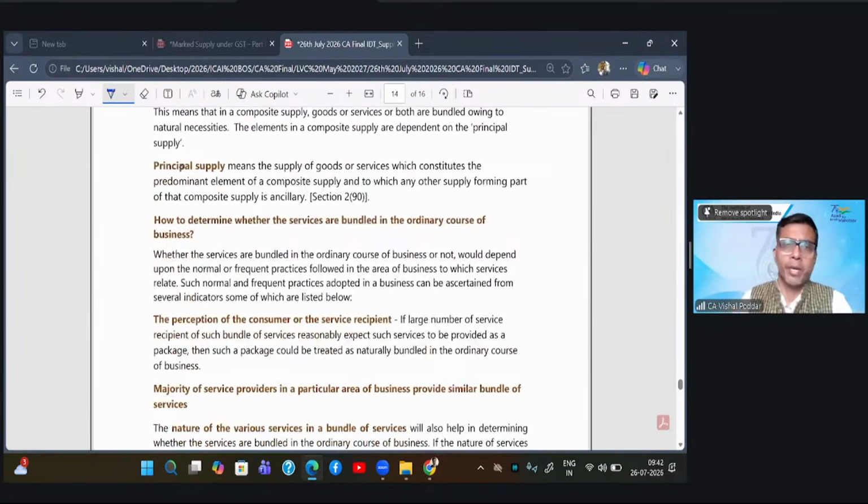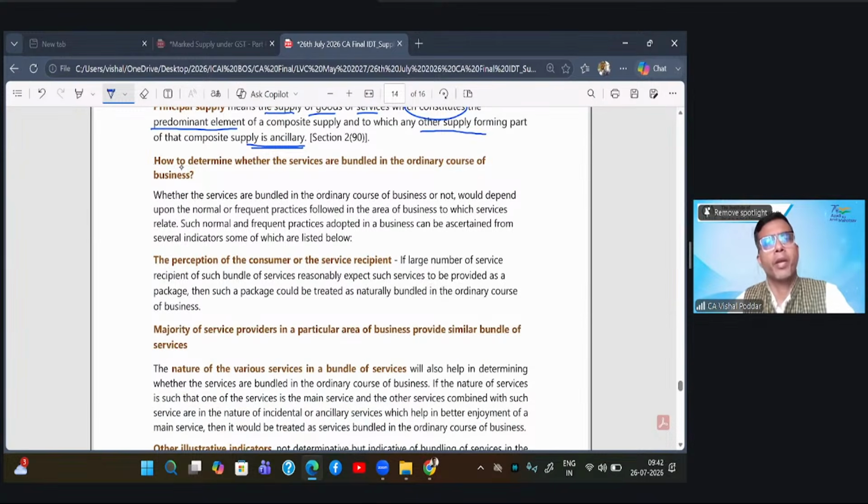Now, what is a principal supply? Principal supply means the supply of that goods or service which is your predominant element, and the remaining items are subsidiary or ancillary. So principal supply is that supply or that item which holds the predominant element. That will be called principal. And most important, remaining items in the combination are subservient. They are just supportive. Then the main item is the principal supply.